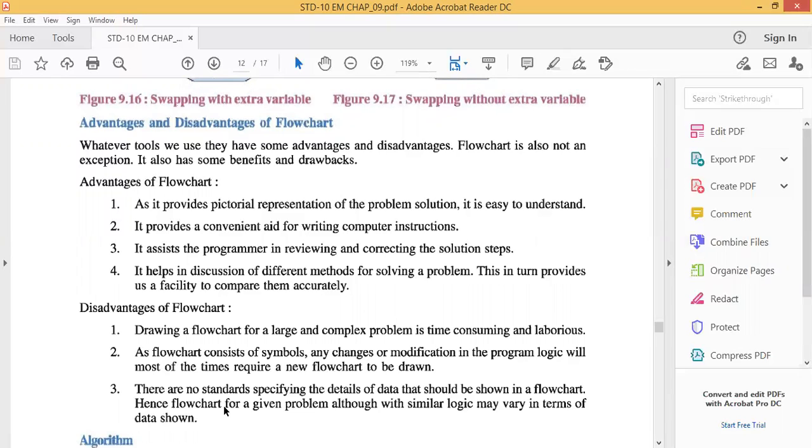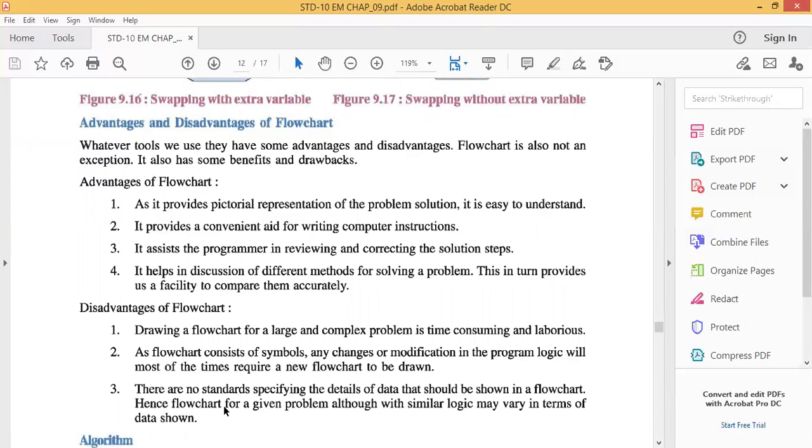It assists the programmer in reviewing and correcting the solution steps. What is a programmer? The one who makes a program. So, it assists the programmer in reviewing and correcting the solution steps. It helps in discussion of different methods for solving a problem. This in turn provides us the facility to compare them accurately.